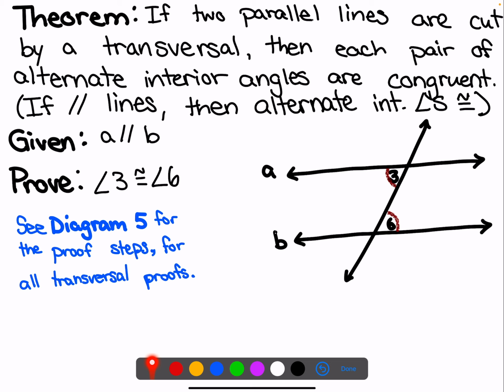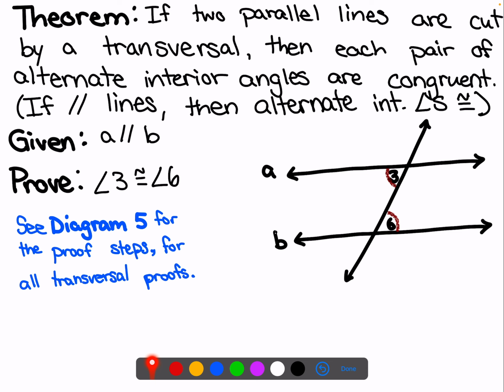Next up, if we have parallel lines, then alternate interior angles are also congruent. Again, this is just another shortcut for us. If you see alternate interior angles and you already know that the lines are parallel, you can automatically assume that they're going to be congruent to each other. That's another shortcut that you can use.